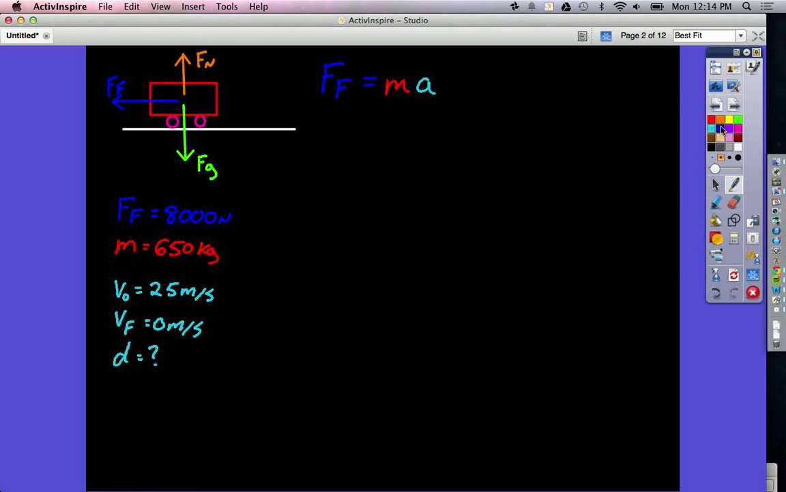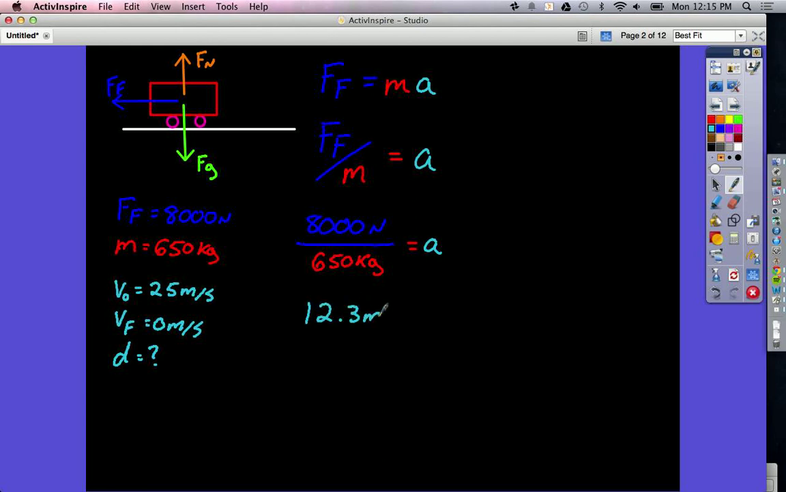Now we're trying to find that acceleration. The algebra is easy enough. We just divide the mass over to the left side, and that will give us the acceleration. And now we can plug in our numbers. We know the friction is 8,000, and the mass is 650. Plug that into my calculator, and I should get the acceleration is 12.3 meters per second squared.